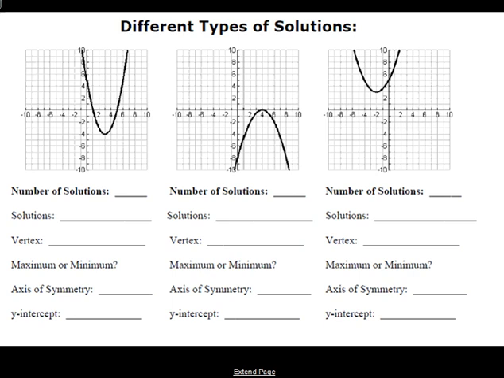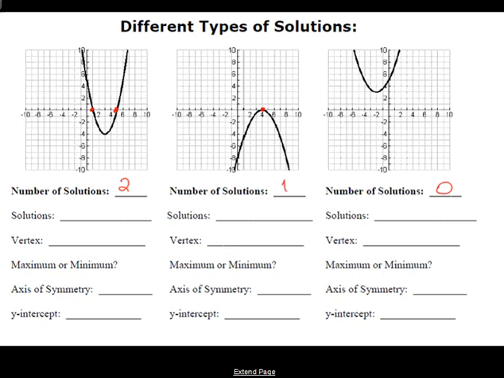Here we're going to be looking at the different types of solutions and the different types of things for our graph. We're looking at our first one here, the number of solutions. How many times does it cross my x-axis? Well, it crosses here and right here. So there are 2 solutions. Looking at the second graph, how many times is it? Oh, it only touches in one spot, so there is 1 solution. And looking at the third graph, there are 0 solutions because it does not cross the x-axis.